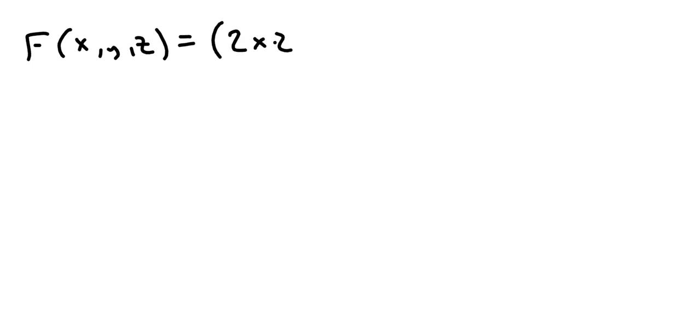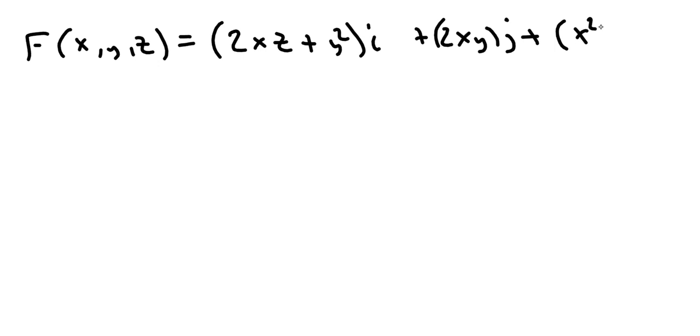Okay, let's take a look at one more problem. So let's consider a vector field where we have 3 variables. And so the first part is going to be 2xz plus y squared times i. Then we're going to have plus 2xy times j. Then finally, we're going to have plus x squared plus 3z squared k. So there you have it.